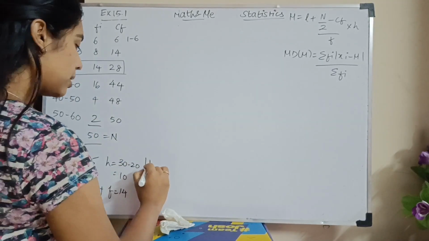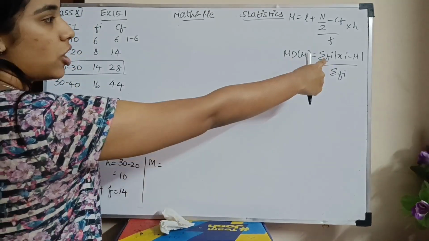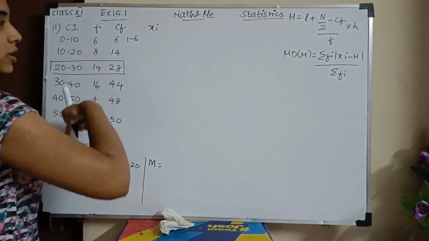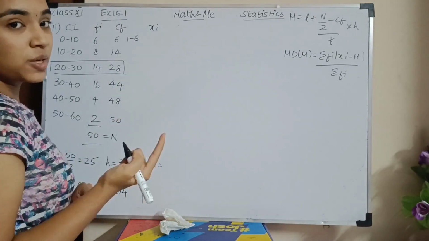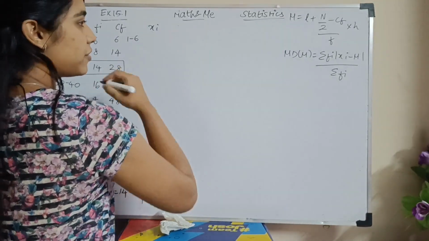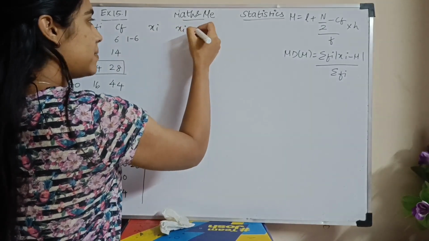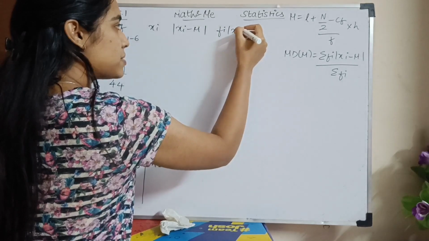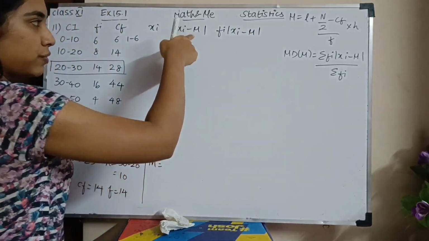So now we can find the median. What is my median? What are my other columns? So I need to find out first xi. This is all grouped data, which is continuous frequency distribution. So xi is needed. After finding xi, what do I need? Xi minus m, the absolute value. Then I have to multiply that with fi. So fi times the absolute value of xi minus m. For this I need to find the value of m.